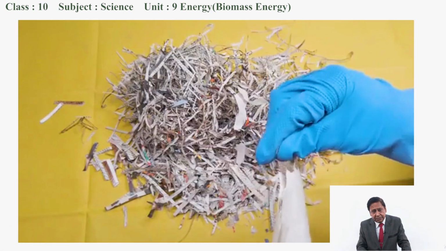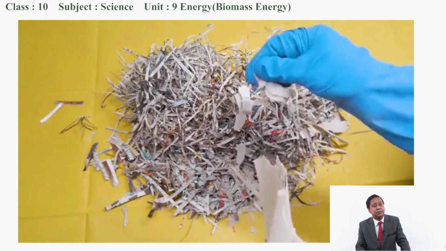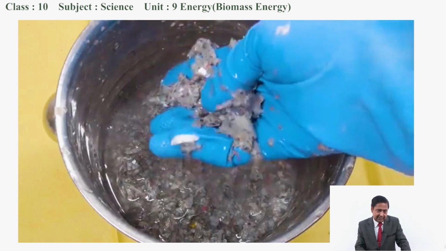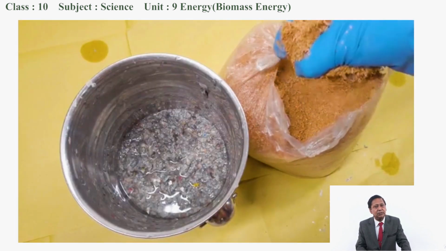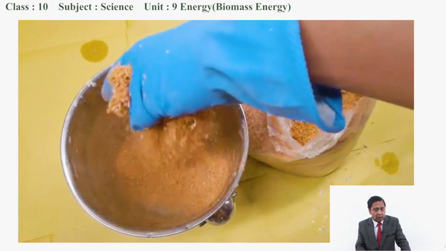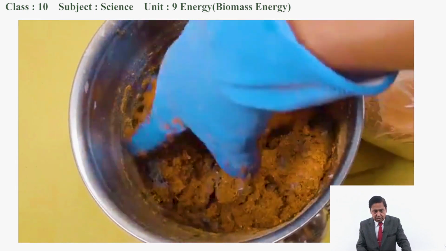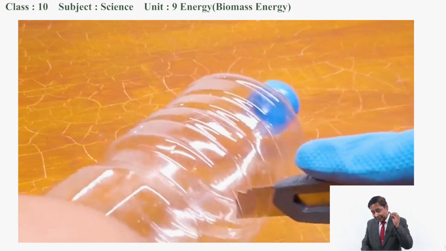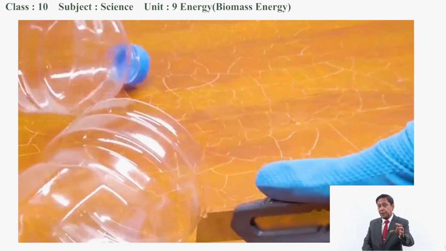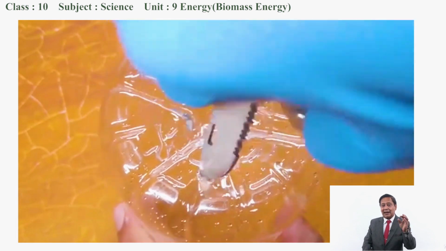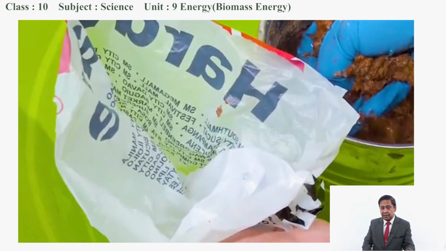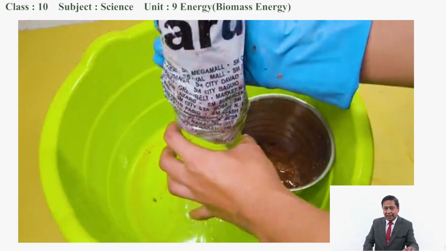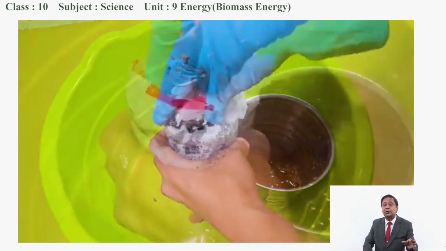This is shredded paper, and if the shredded paper is mixed with water and squeezed, we get a mixture. If this mixture is mixed with sawdust, we get a more solid mixture. To give it a definite shape, a plastic bottle can be used, and at the base of the plastic bottle a hole is made to drain out the water, and a plastic paper is used, which also has holes to drain out the water.